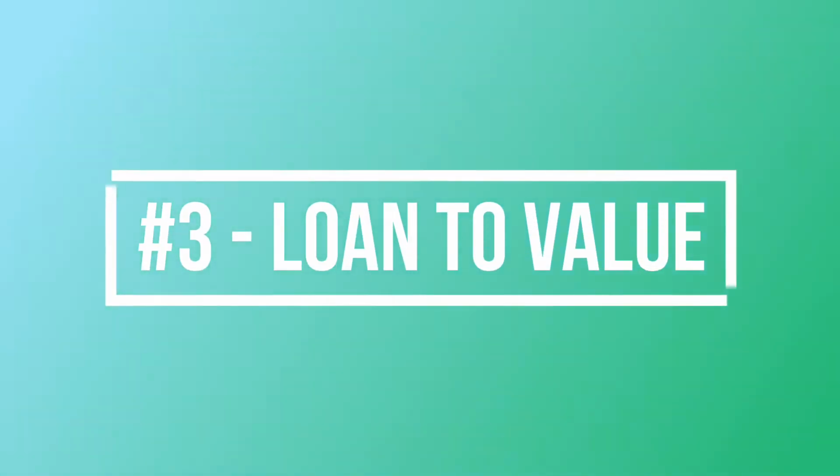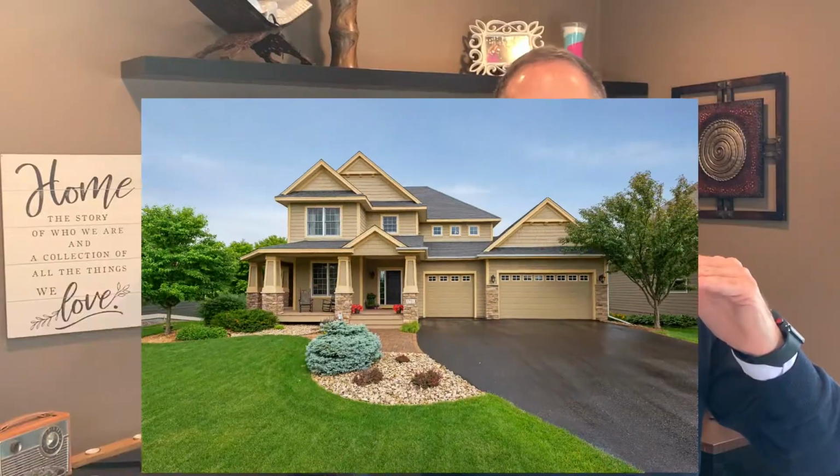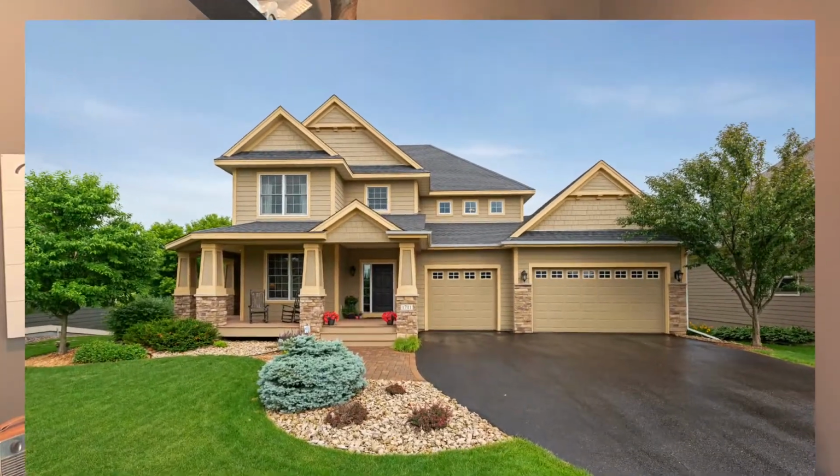The third thing is loan to value. What percentage of the home's purchase price or appraised value, whichever is less, are you financing? As far as loan to value goes, it is always going to be calculated off of the lesser of the two things, being the appraised value or the purchase price. If you're putting 10% down, then your loan to value will be 90%. If you put 20% down, your loan to value is going to be 80%. So it's just the percentage of the home's purchase price or appraised value that you're financing.